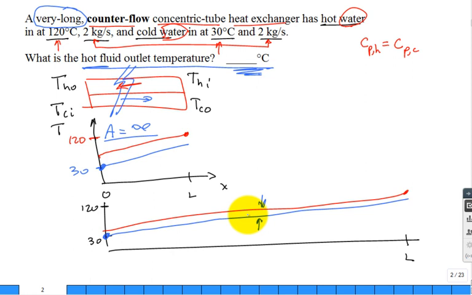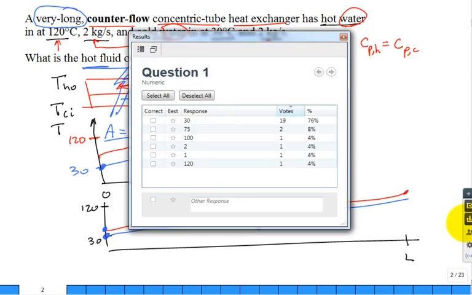And so from some insight into analysis of heat exchangers, we would have that the temperature of the hot fluid going out, that would be right down here, would be the temperature of the cold fluid going in for an infinitely long heat exchanger, very long heat exchanger, infinite area. And so it would come out at basically 30 degrees. Does that make sense?